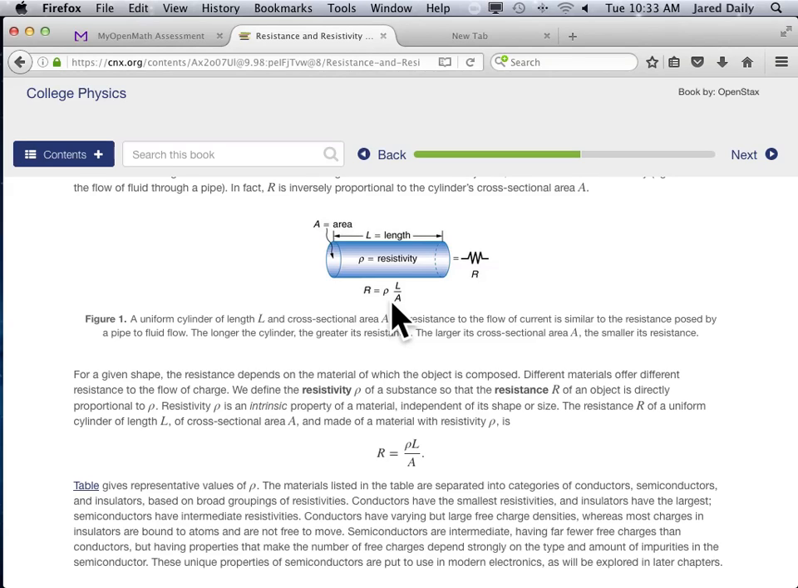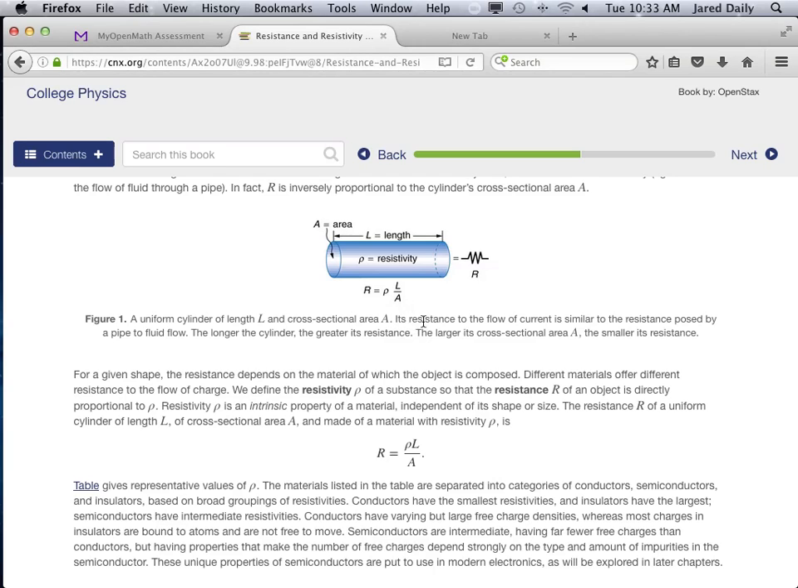Things that are bad conductors, like tungsten, stainless steel, not very good conductors, so their resistivity is high. The resistance of those materials is generally higher. But it's divided by the cross-sectional area because bigger area is better, smaller area is worse. You see that?